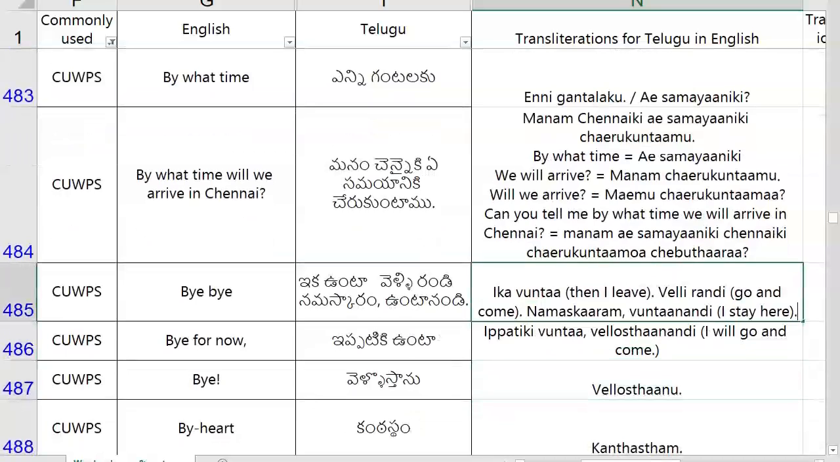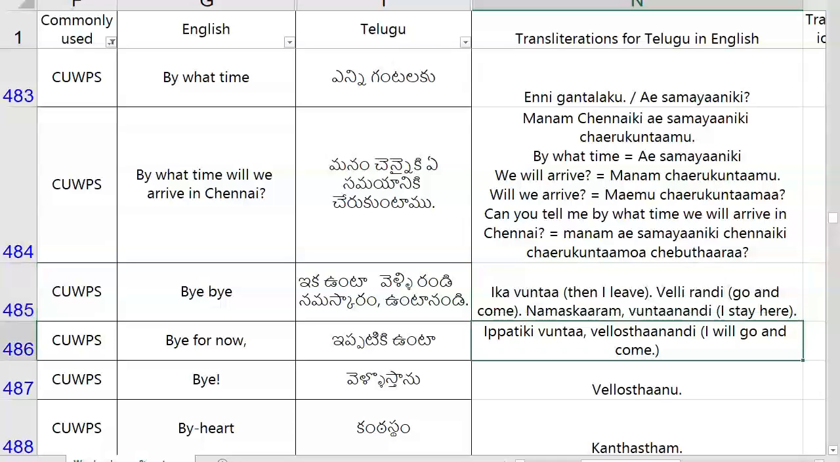Then if somebody is leaving, you can say velli randi. That means bye bye. It is depending on the situation. Ika unta, if you are staying in the same location, if you are not going anywhere, you can use ika unta. But sometimes it is used in the opposite way also. For example, somebody leaving also uses it, but it is not preferable.